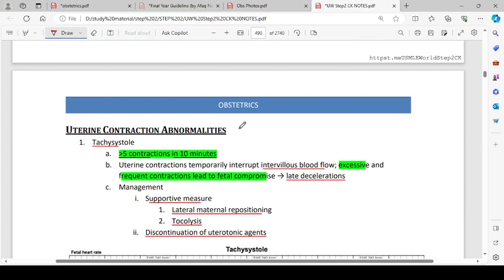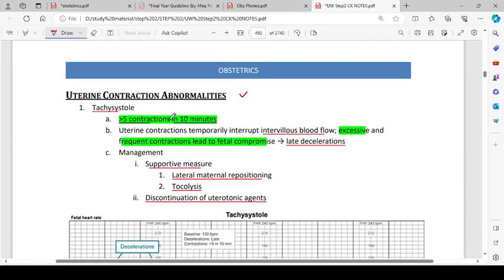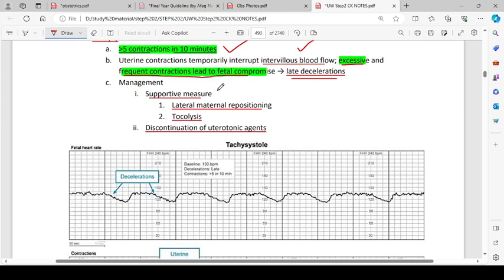Uterine contraction abnormalities. There is tachysystole. Tachysystole means more than 5 contractions of the uterus in 10 minutes. Uterine contractions temporarily interrupt intervillous blood flow. Excessive and frequent contractions lead to fetal compromise, which will lead to late decelerations. Management: we do supportive management, lateral maternal repositioning, tocolysis, and discontinuation of uterotonic agents.